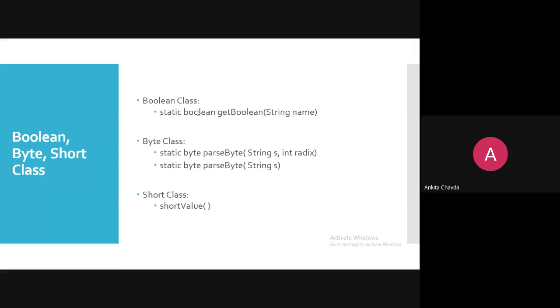Then we have the Byte and Short classes, which are somewhat important. The Byte class has a first method, which is parseByte, and here also you can pass the radix. You can give the string and the radix, or you can directly give the string, which will be treated as decimal. Or you can even give the value as a normal one, but you have to do the typecasting over there.